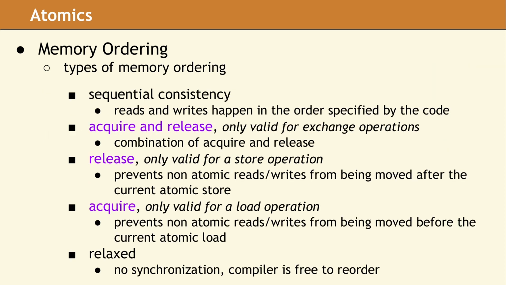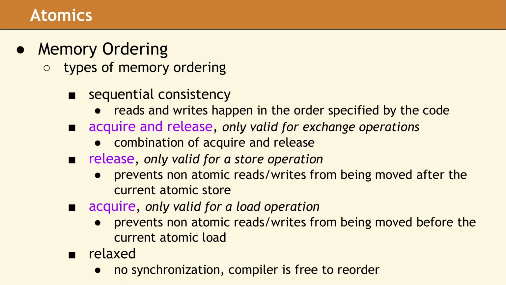There are 5 main types of memory ordering defined by the standard. If you do not specify anything, your code will use the default ordering, which is the strict sequential consistency mode. This means all atomic reads and writes done by a given thread will occur in the same order as they appear in the source code.